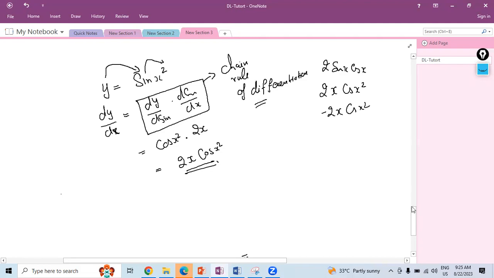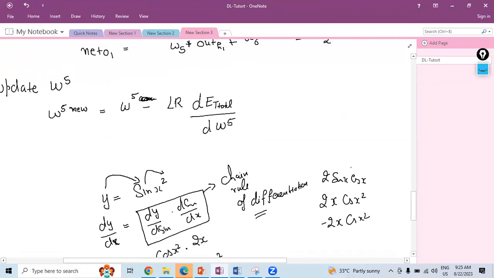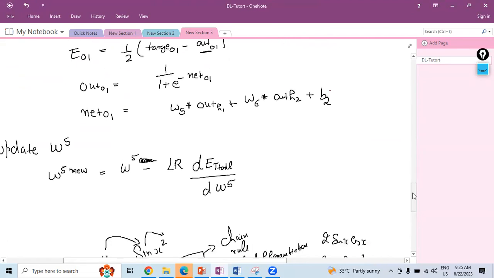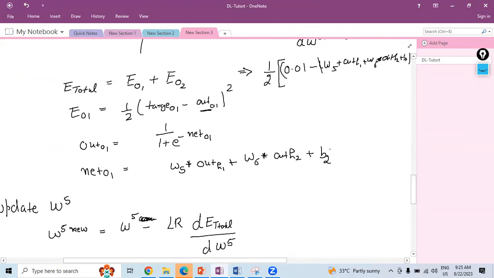Okay, so the same concept I'm going to implement here. If you see, my E total depends on E o1 and E o2. Internally, this E o1 depends on out o1. This out o1 depends on net o1, and this net o1 depends on the weights. So this is the chain rule that we have. Please let me know if you understood this concept.